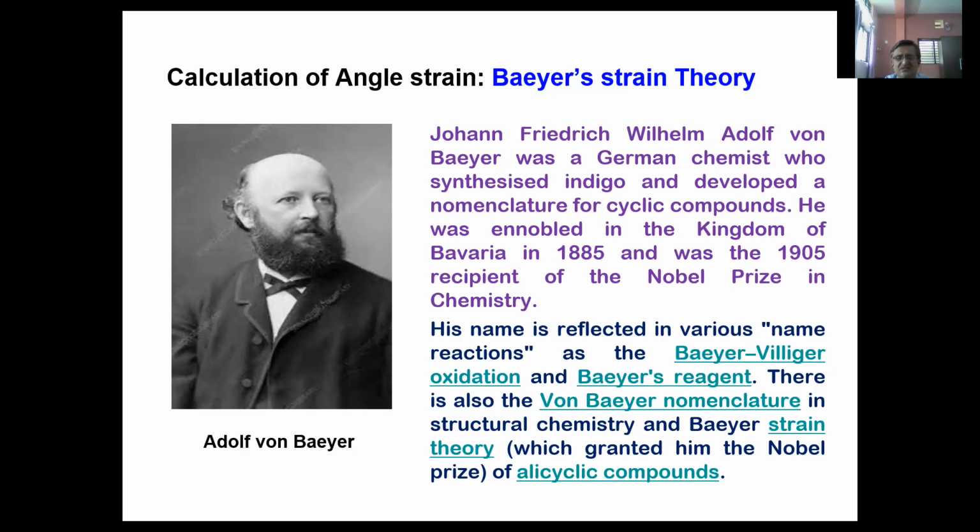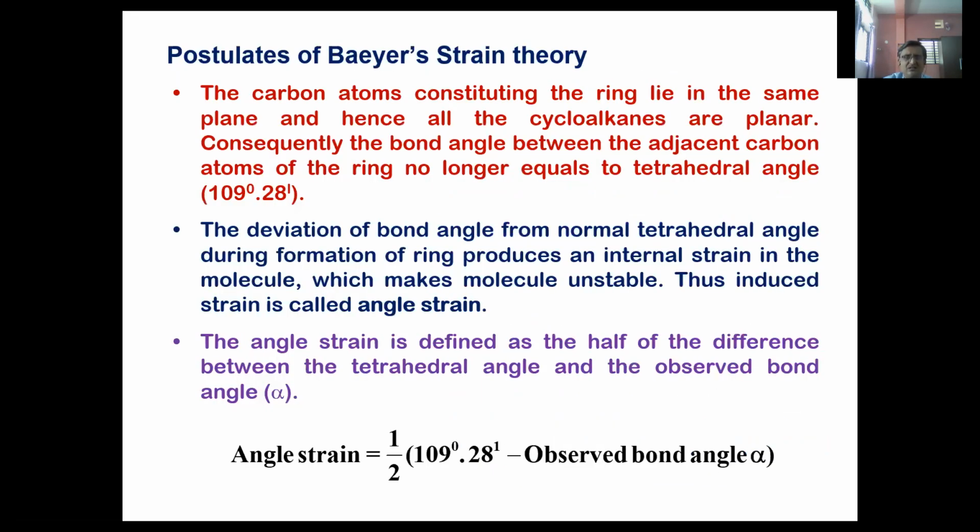I hope you heard this. It is commonly used as sodium carbonate in KMnO4 for the neutral oxidation process. On von Baeyer nomenclature, he was granted the Nobel Prize for the Baeyer strain theory. What we are explaining is the calculation of the angle strain. What are these postulates?